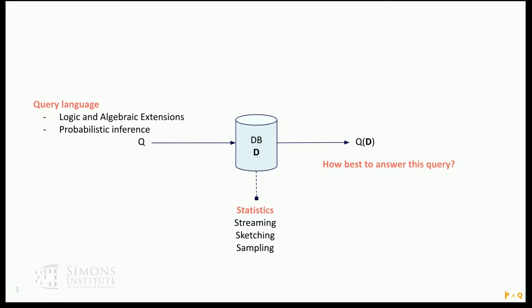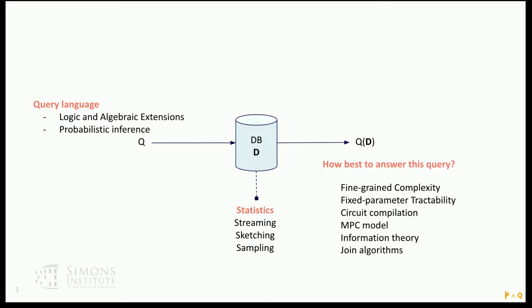So I want to make a connection to the other program on streaming and sketching and sampling. Those are very fundamental techniques in databases to answer the query. And the framework for analyzing this, you can see all of these keywords: fine-grained complexity, fixed parameter. So that's basically the question of best. How do you break down what is best?